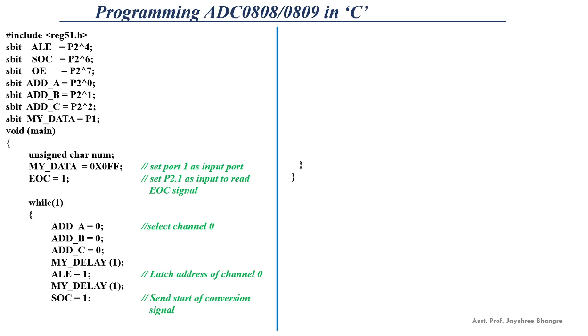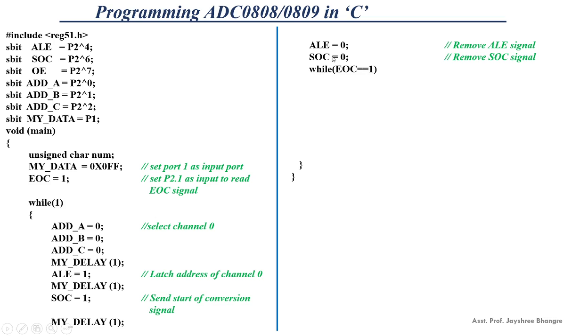Now call the delay, then latch this address using the instruction ALE equal to 1. Then again wait for some time and give the signal SOC equal to 1, that is the start of conversion signal. Then wait for some time and remove the ALE signal and remove the start of conversion signal. Then wait for the end of conversion. Monitor the EOC pin using the instruction while EOC equal to 1.